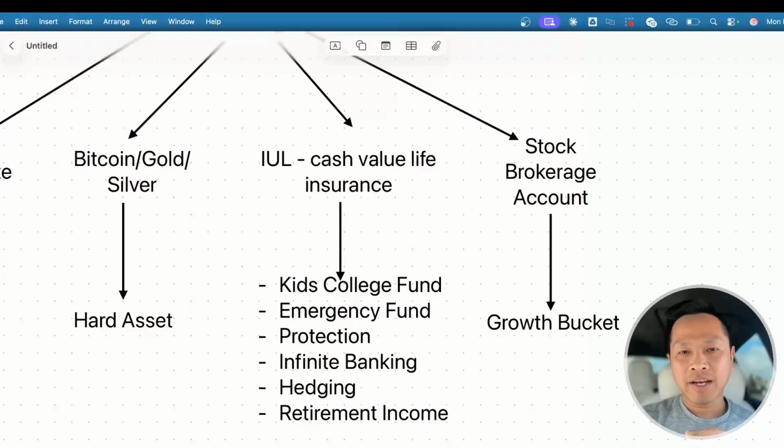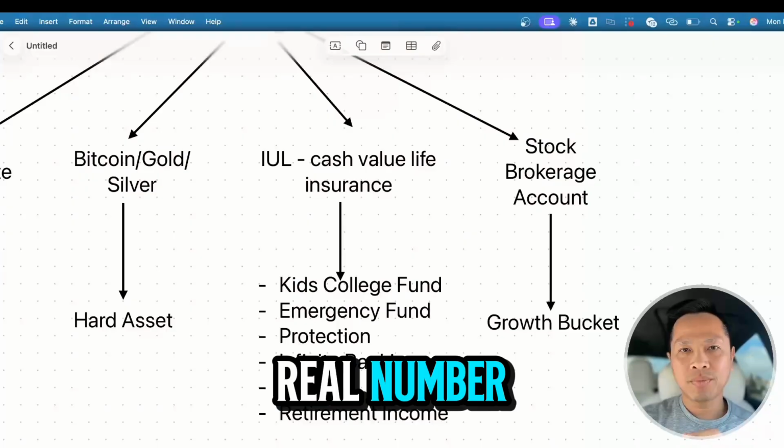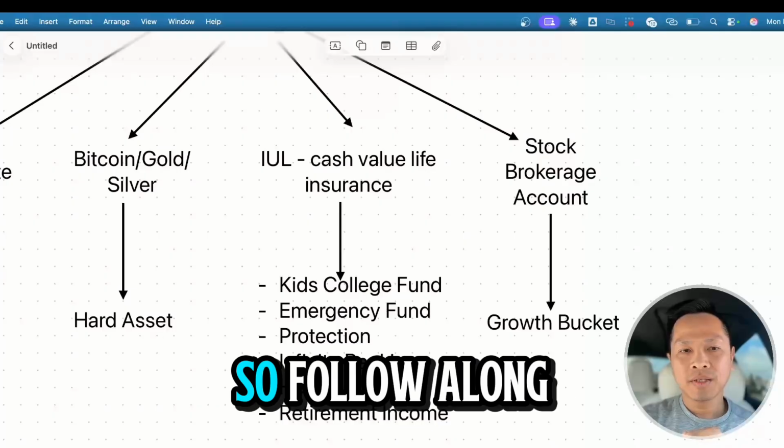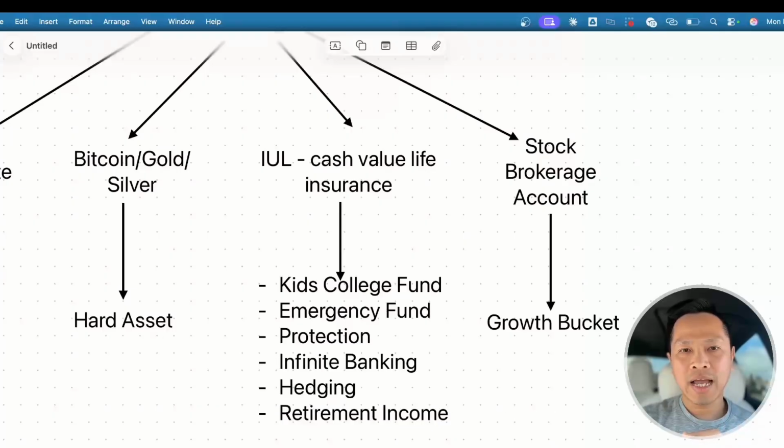That is my actual IUL policy, real numbers, real illustrations. So follow along if you want to see how this policy turns out. I will at least show an update once a year.